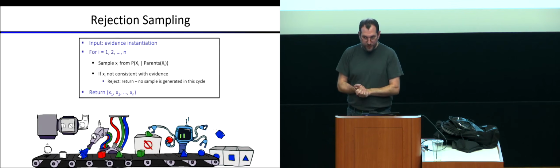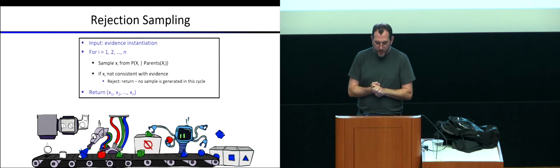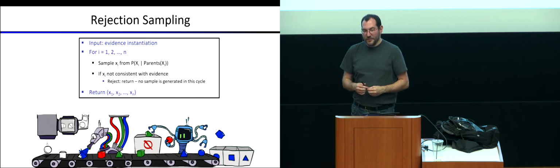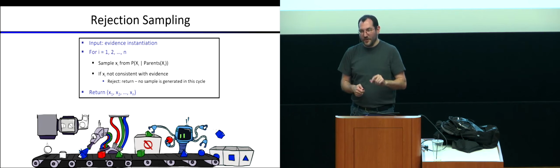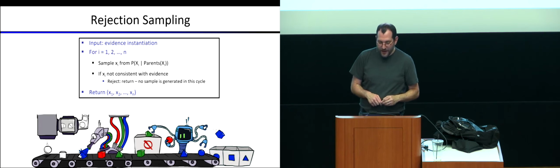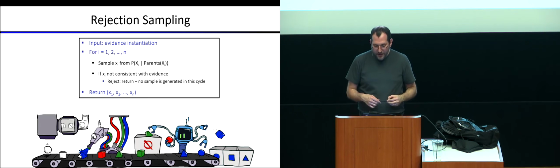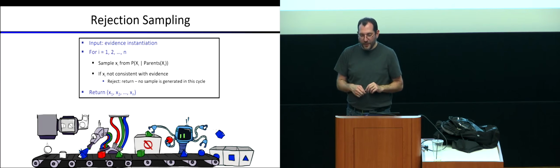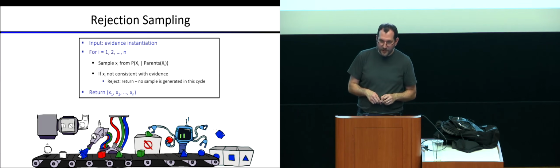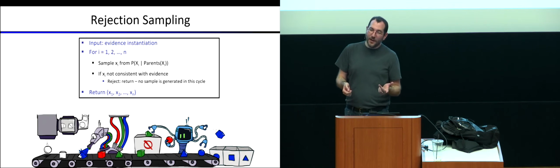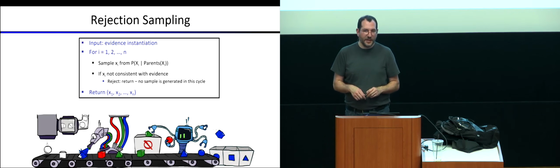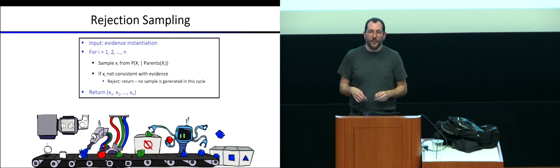Here's the algorithm, though we've now done it twice. Your input to this algorithm is the evidence that you have instantiated. So I know the values of this test and this test, or this light in my car is blinking. So I know the evidence. Then I go through the network, variable by variable, and I sample values for that variable. If they happen to come up in a way that matches my evidence, great, I return the sample. And if they don't, I just reject the sample, and I start on a new sample.